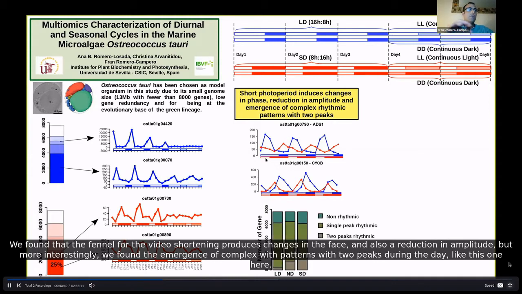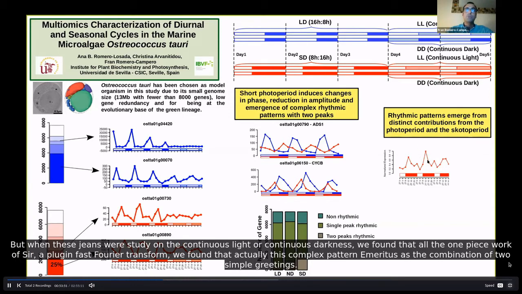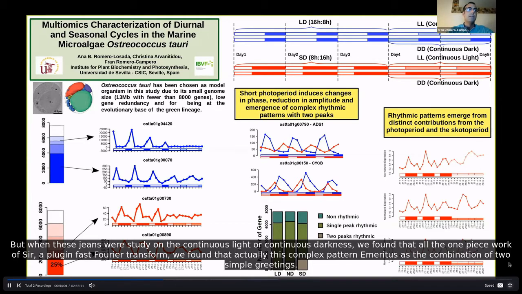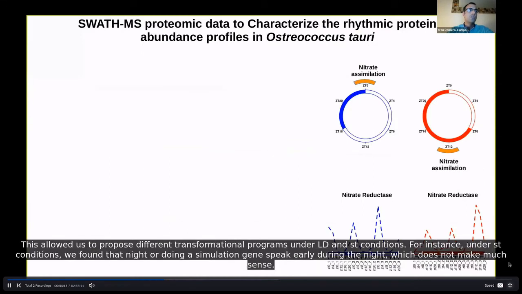But more interestingly, we found the emergence of complex rhythmic patterns with two peaks during the day, like this one here. But when these genes were studied under continuous light or continuous darkness, we found that only one peak was observed. Applying fast Fourier transform, we found that actually this complex pattern emerges as the combination of two simple rhythms, one induced by the light photoperiod and the other one induced by the dark period or scotoperiod. This allowed us to propose different transcriptional programs under LD and SD conditions.